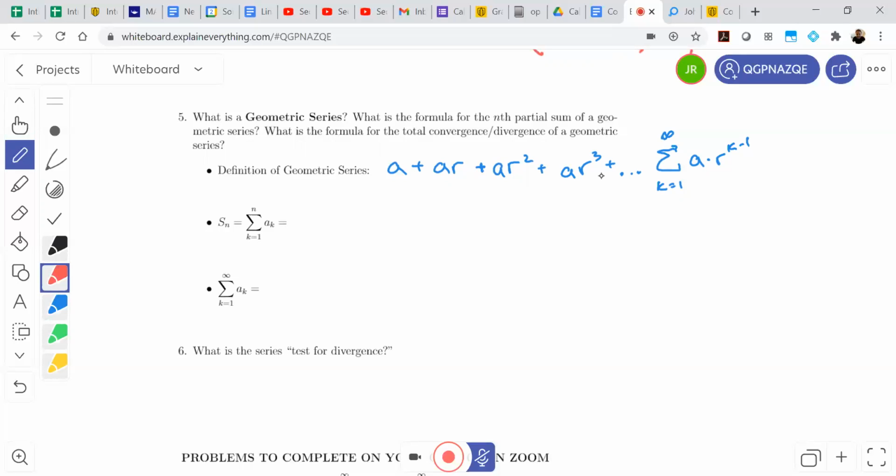And what makes this so-called geometric is that as we go from one term to the next, it's simply getting multiplied by r. So there's this constant sort of increase of being multiplied by r to get from each term to the next.